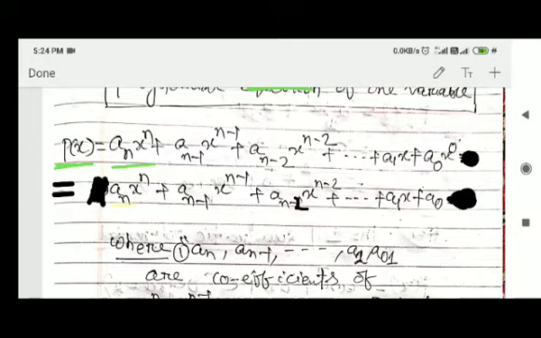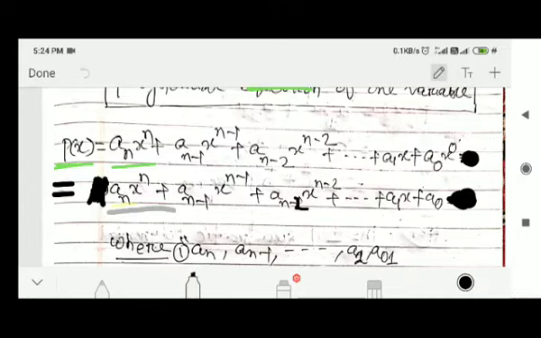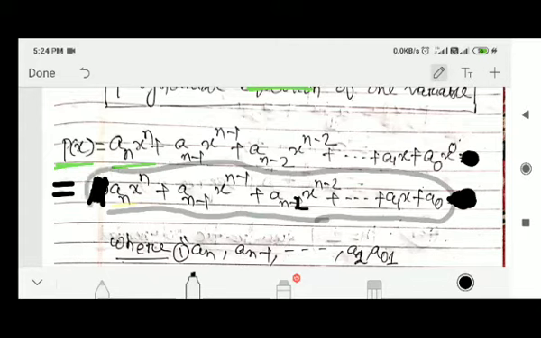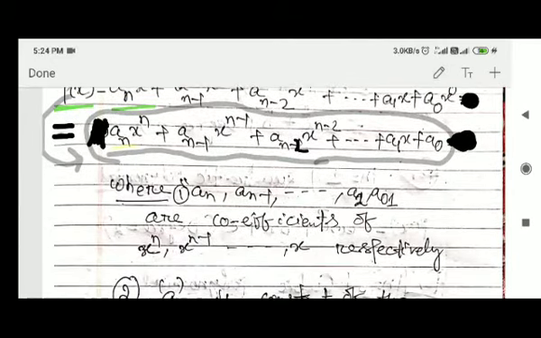So a polynomial in one variable is in the format of a_n x to the power n plus a_(n-1) x to the power n minus 1, plus a_(n-2) x to the power n minus 2, up to a_0. This is the general format, where the polynomial I have taken is p(x). You can take g(x), h(x), whatever you can take, no problem. I have taken p(x).